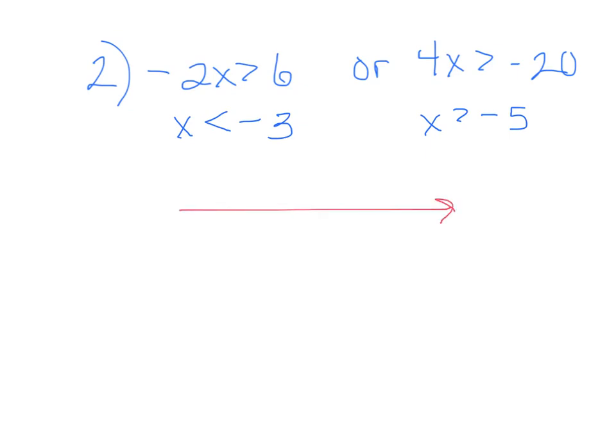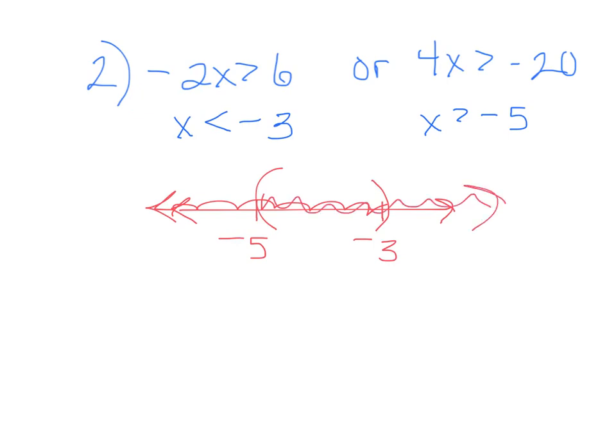Now as I prepare to graph this on my number line, remember you want your smaller number to the left and your larger number to the right. The problem over here reads x is less than negative 3, and less than negative 3 is represented by doing that. This problem over here reads x is greater than negative 5. So if I graph x is greater than negative 5, it's going to graph over here to the right.